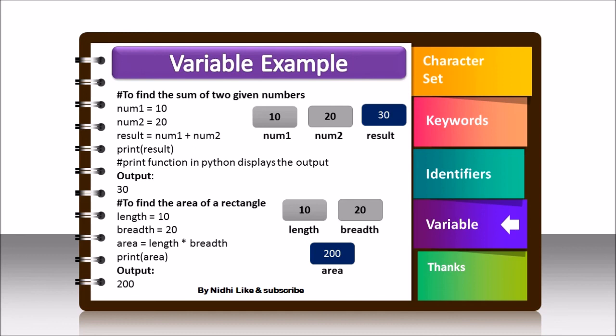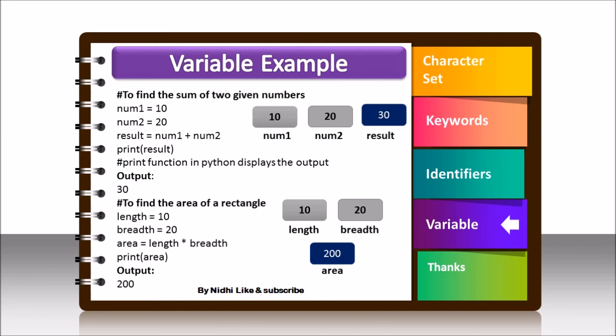See here, num1 is equal to 10. That means we have a variable named num1, and we are assigning it the value 10. Num2 is also a variable, and we are assigning the value 20 to num2. Result is also a variable, and we are assigning it the value num1 plus num2. Now we have the sum in the result variable, and we print the value stored in result. 10 plus 20 is equal to 30, so we get 30 as the output.